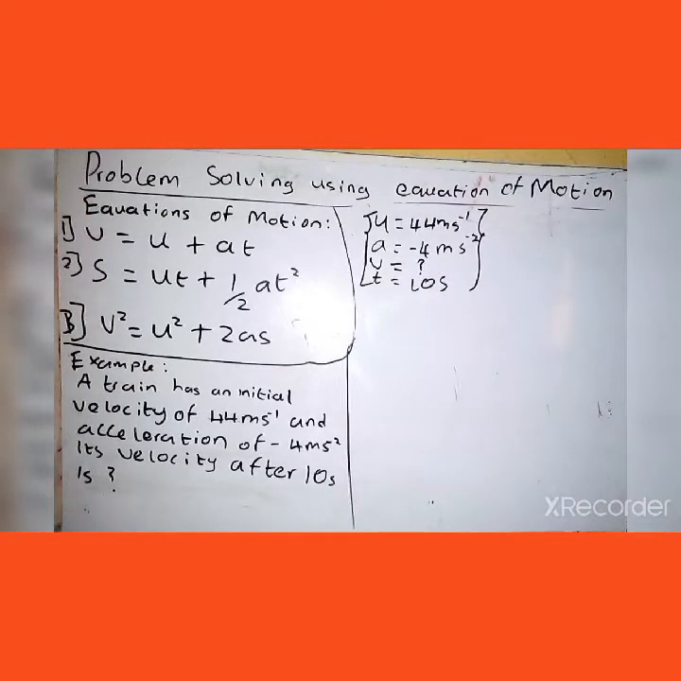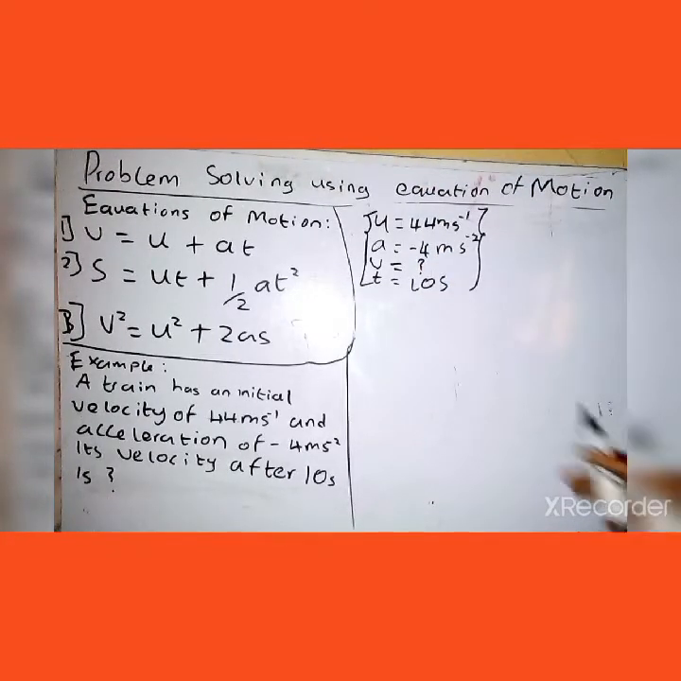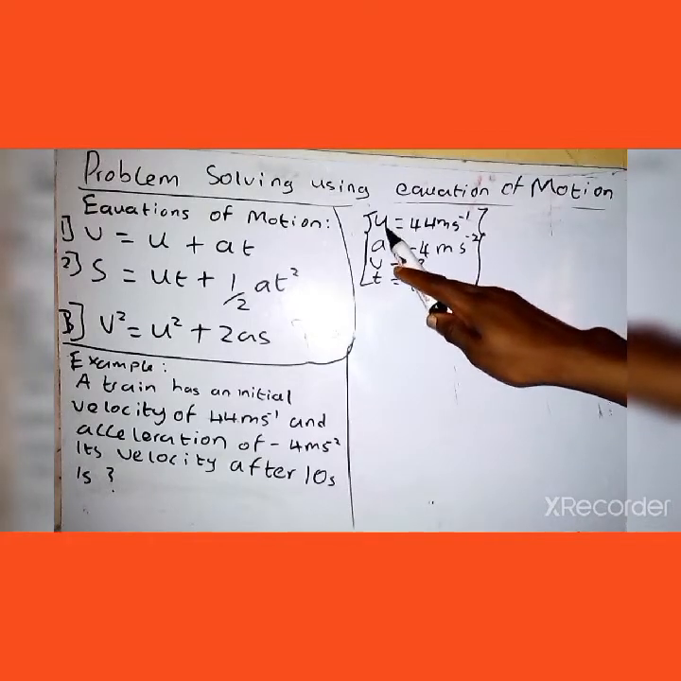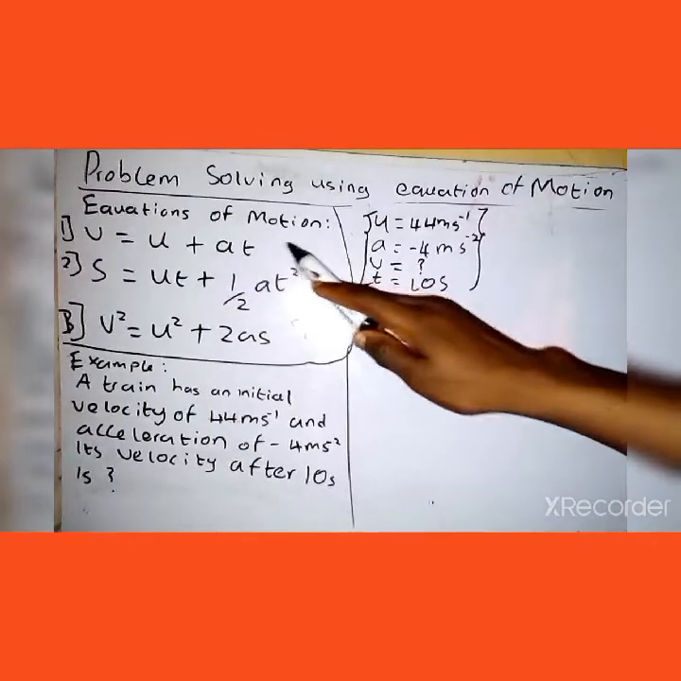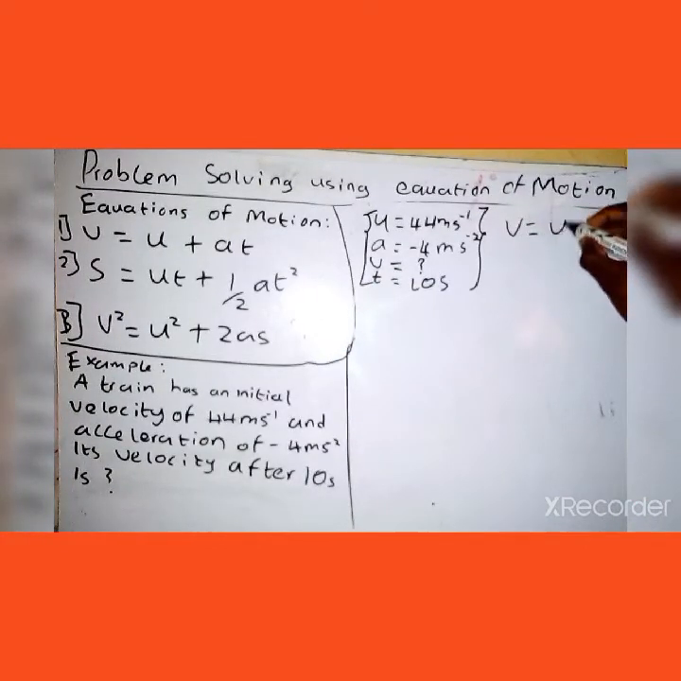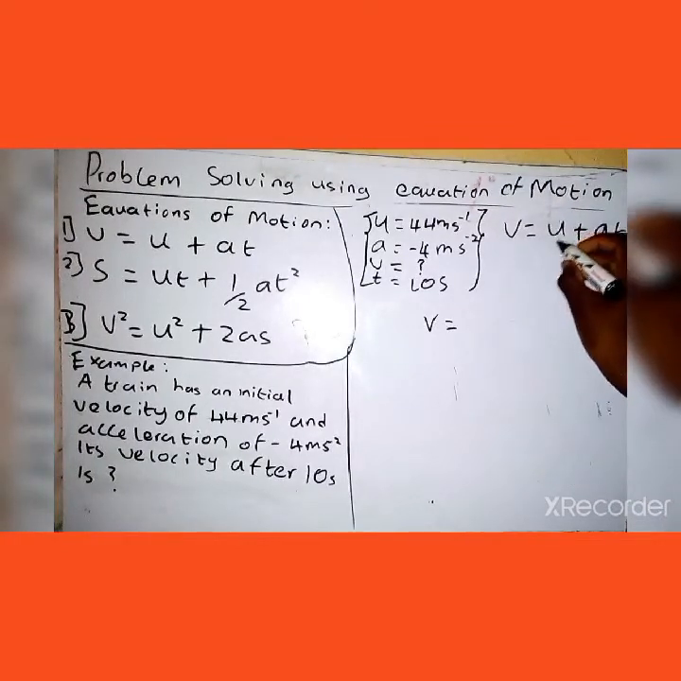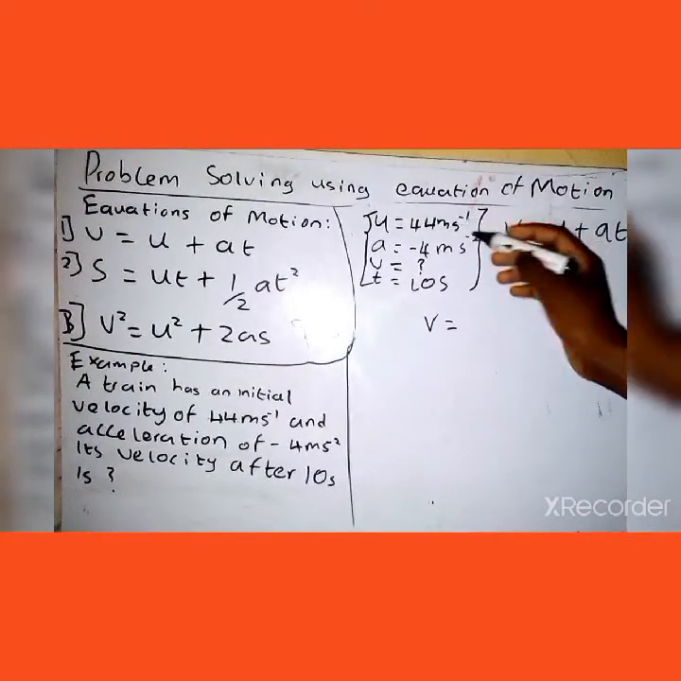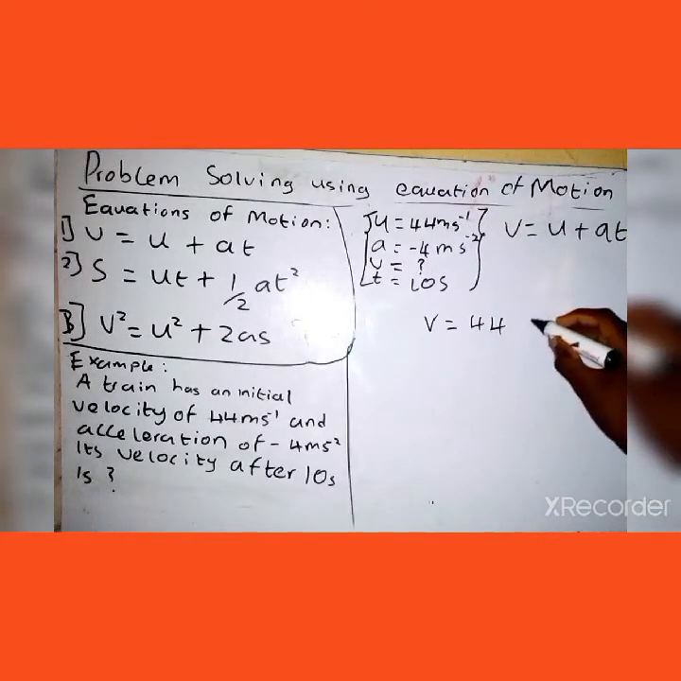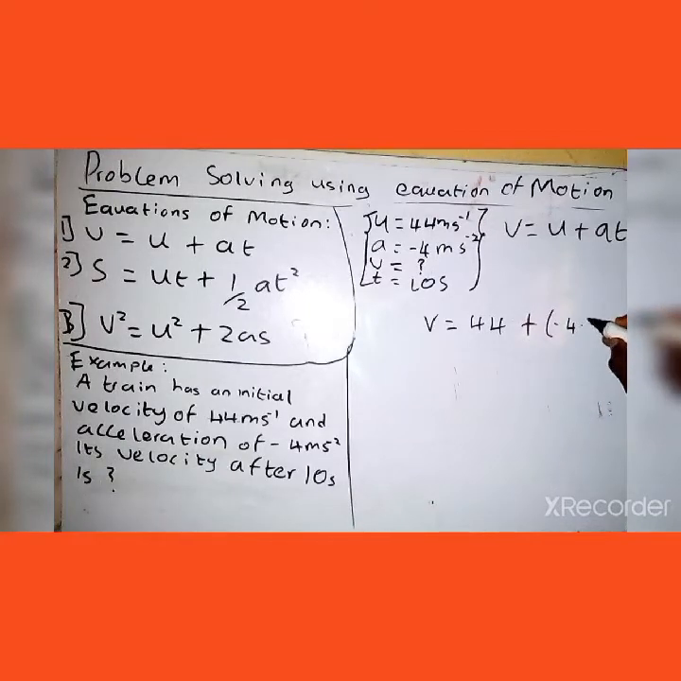So now look at this very well. You'll find out that we have u, we have a, we have v. So you already know that this question will be using this equation. So now start substituting the values. We have v will now be equal to u, this 44 meters per second. Write the 44 plus our a, which is minus 4, times our t, we have 10.